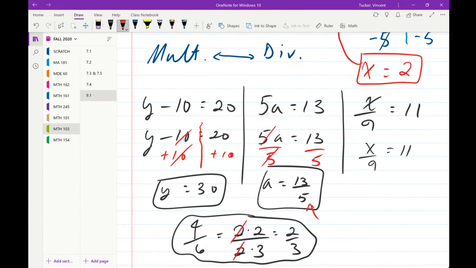Then the last one, here I have x divided by 9, so I'll multiply both sides by 9, and x is equal to 99. Any questions on anything so far?